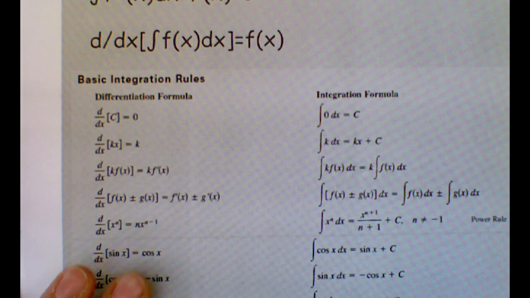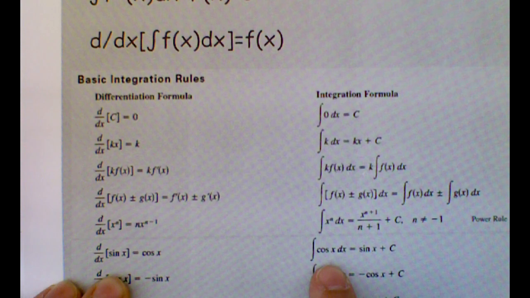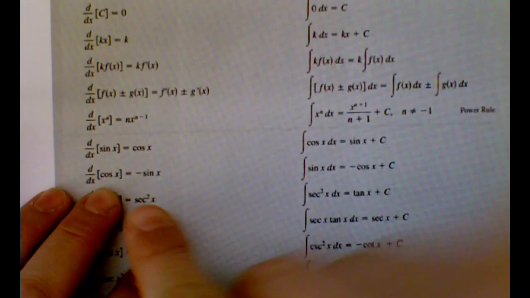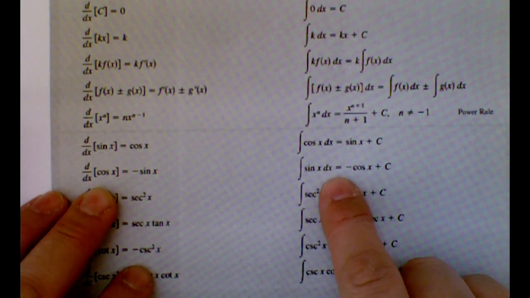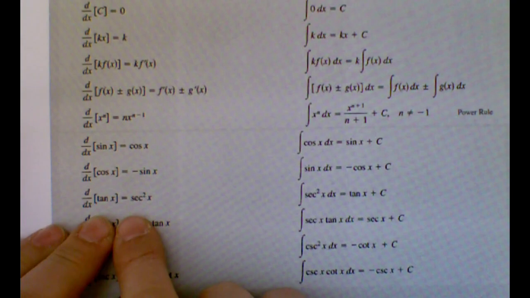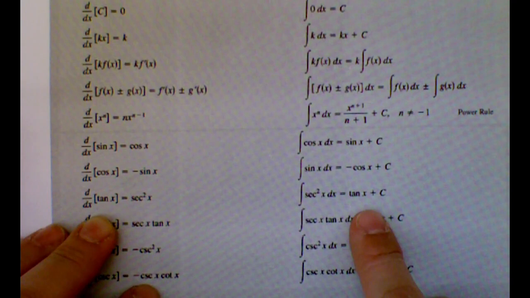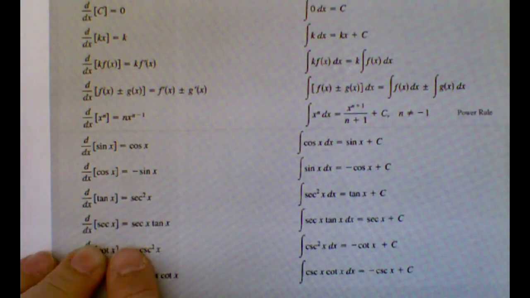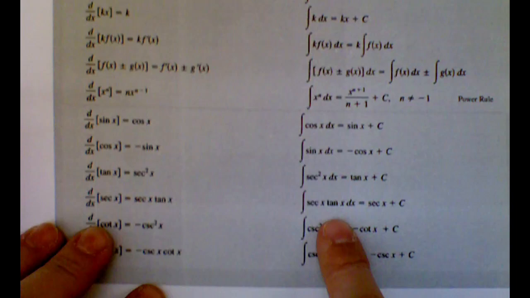Don't forget the c. The derivative of sine is cosine, so the antiderivative of cosine is sine of x plus c. The derivative of cosine is negative sine of x, so the antiderivative of sine of x is negative cosine of x plus c. The derivative of tangent is secant squared, so the antiderivative of secant squared is tangent of x plus c. The derivative of secant is secant x tangent x, so the antiderivative of secant x tangent x is secant x plus c.